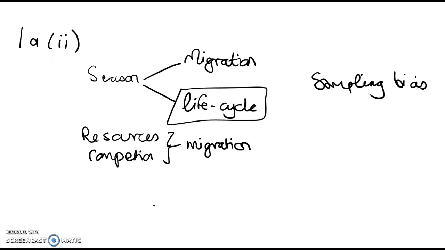The first time, if you look at species D, they only found one. Maybe the chances of finding that were very unlikely and they were just lucky the first time. So we go back to study our sites over and over again to try to get the actual pattern, because we will have random things. So these are the main reasons: migration, life cycle, resources and competition leading to migration, and sampling bias.